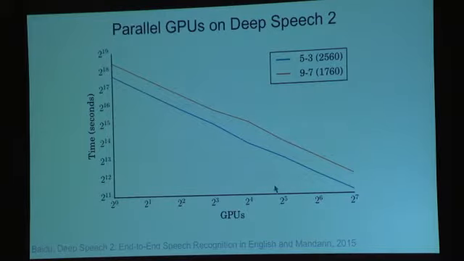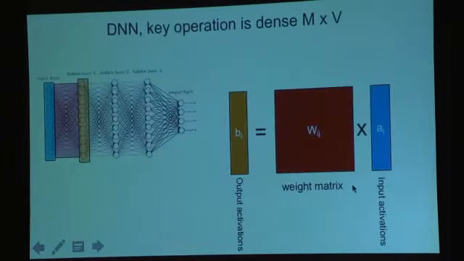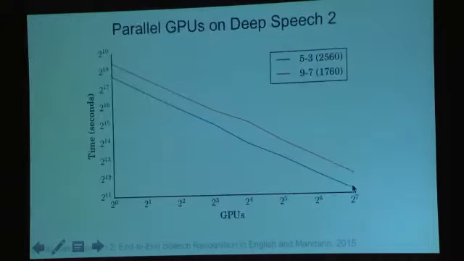From 1 to 128 GPUs, what you see is that this is essentially linear speed up. They basically start at taking roughly 2 to the 18th seconds and wind up at around 2 to the 11th for this network. So they're essentially able to get 128-fold speed up on 128 GPUs.